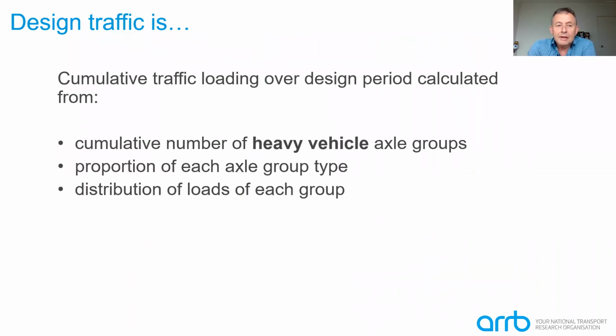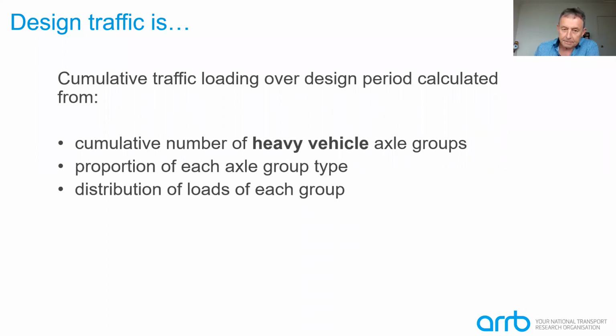So our design traffic then is the cumulative traffic loading over the design period, and the design period may be 20 to 40 years. They're commonly used values. And it comprises the cumulative number of heavy axle groups and also the proportion of each axle group type, how many tandem axles, how many triaxles, etc., and also the distribution of loads of each axle group type.